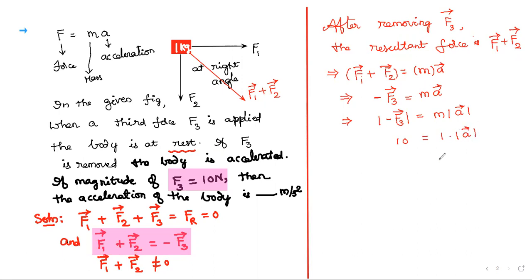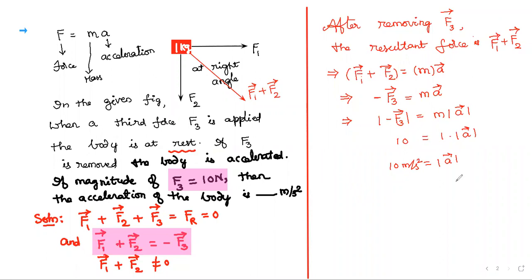That's it. How much are you going to get for the magnitude of acceleration? 10 divided by 1, 10 meter per second square. What he asked, the acceleration of the body, is 10 meter per second square. Only this is the magnitude. If they ask for the direction, then we have to check.